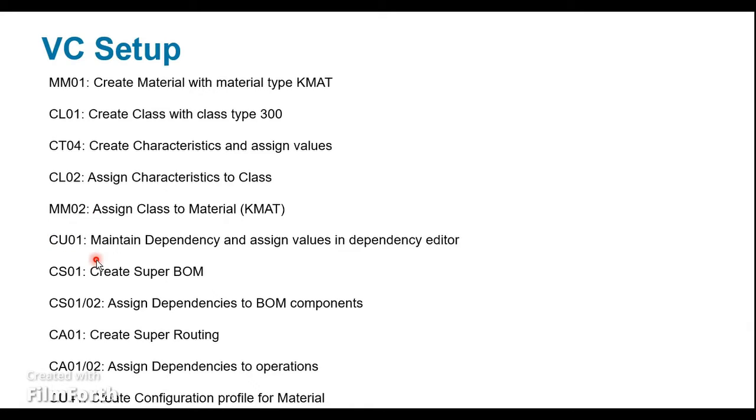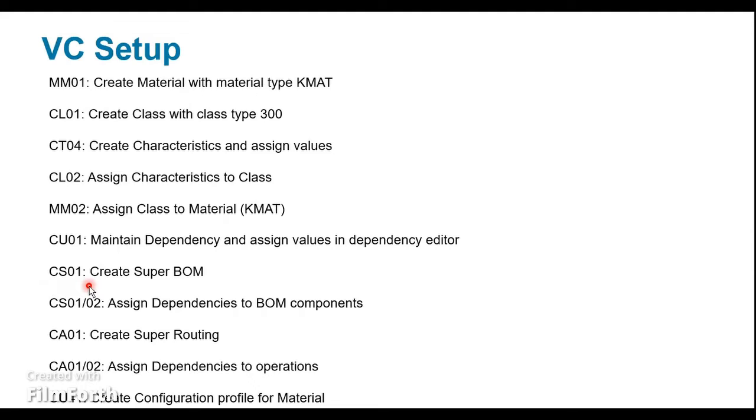And then we have the dependency creations. So these dependencies, we are going to create that in CU01. And here we are going to define a particular code saying that if we select this particular variant of a particular component, then only that component should be picked. Okay, so that we will discuss in detail further. And once the dependencies are maintained and then we assign the values in the dependency editor, we go to the creation of a super BOM.